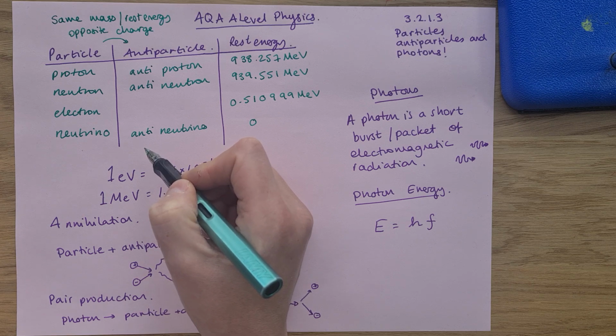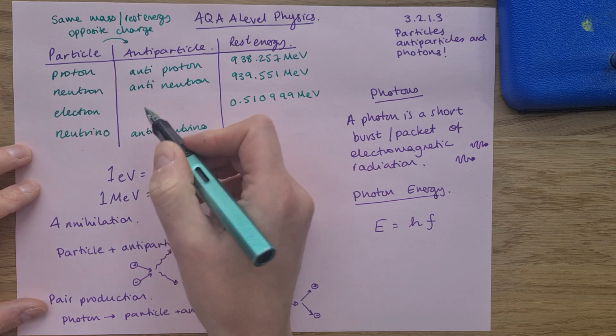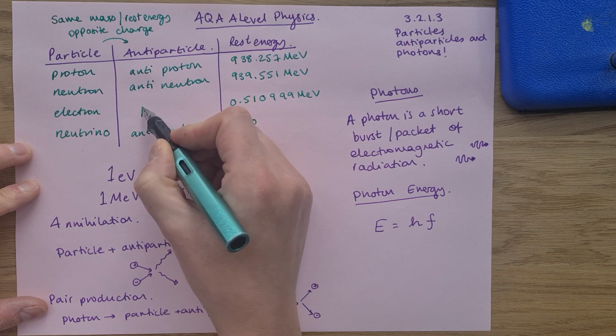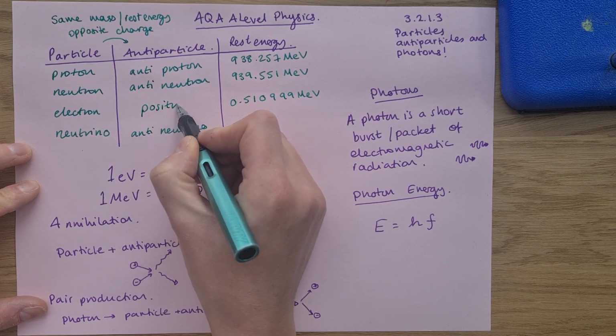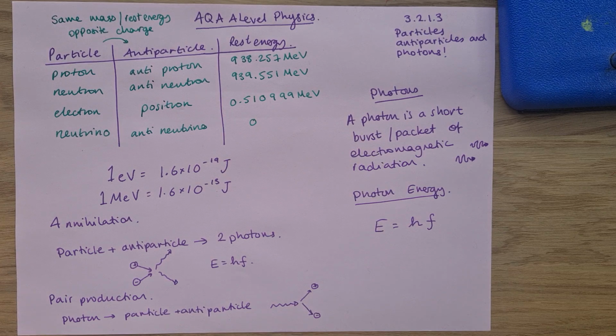The only one that's different, because it was one of the first ones to be discovered, is the electron. The antiparticle for the electron is the positron. We don't use the term anti-electron. Now, all the antiparticles have exactly the same mass as the particles, but they have opposite charges.